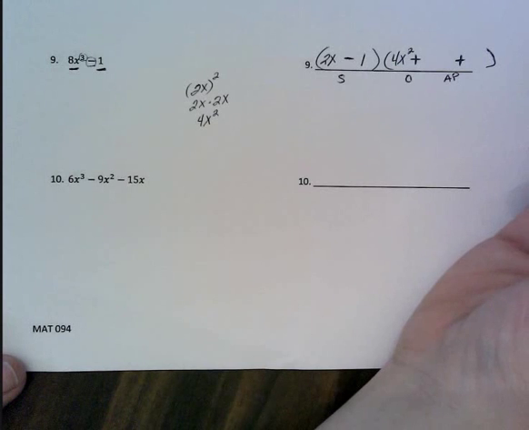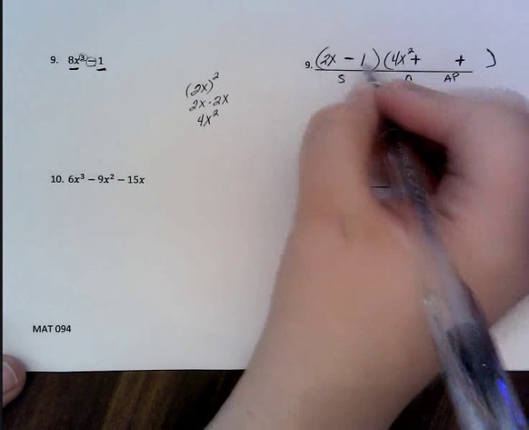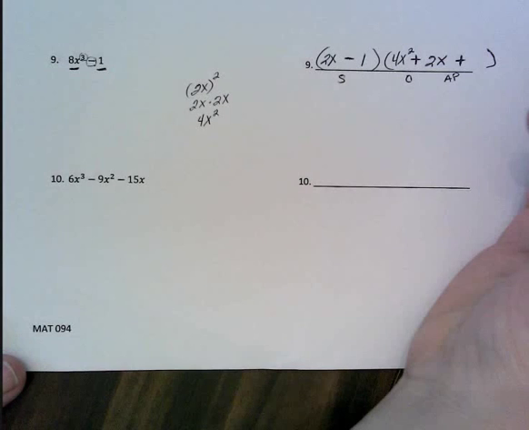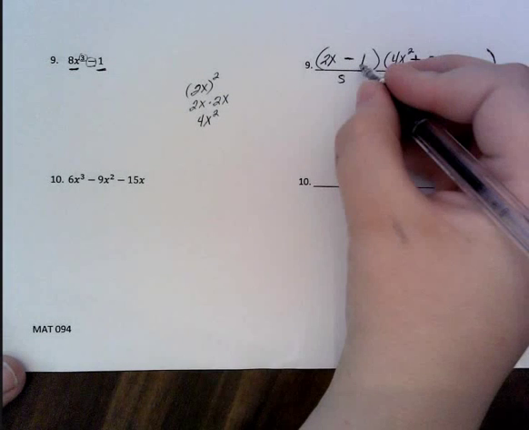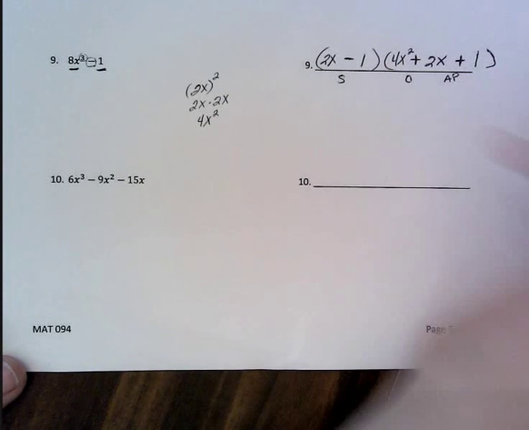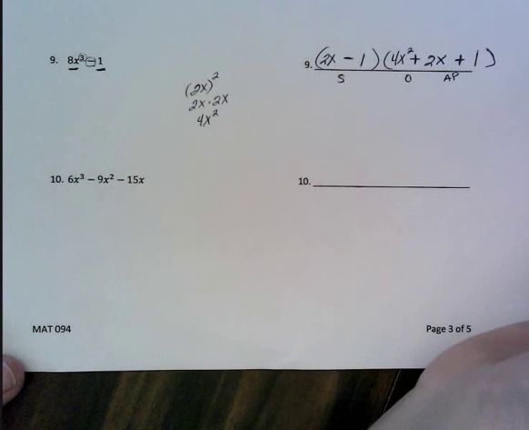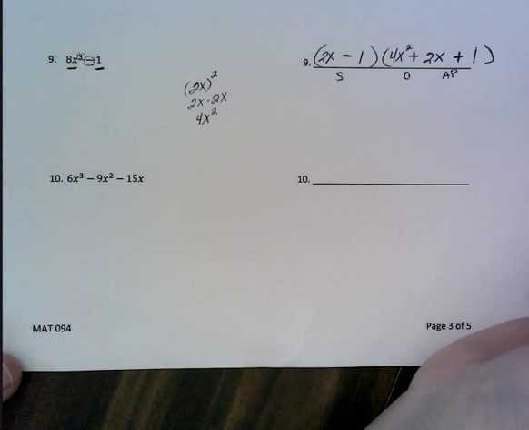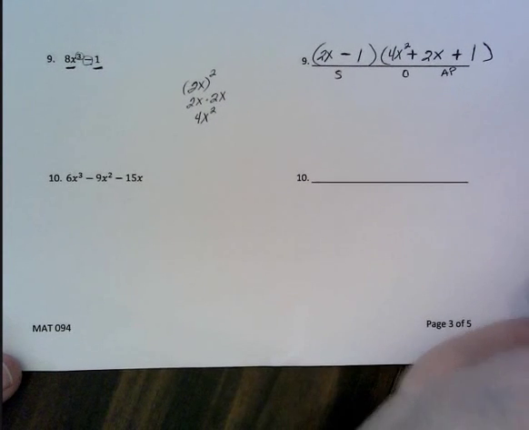Then you multiply these 2 terms together to get a 2x. And then you square that last term to get a 1. And you are finished. On number 10, step 1 is to take out your greatest common factor.